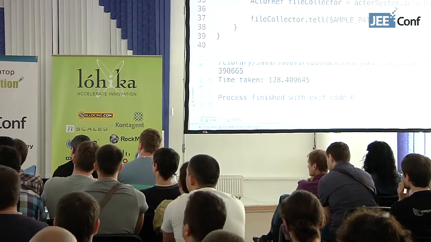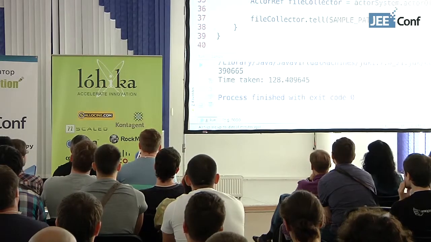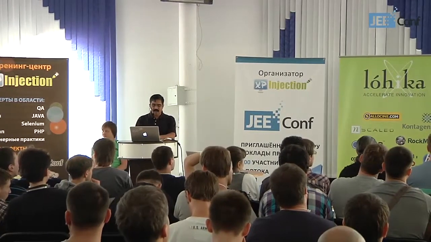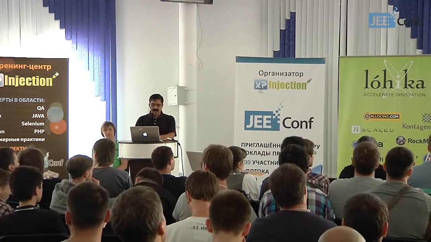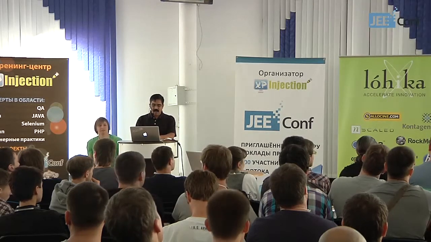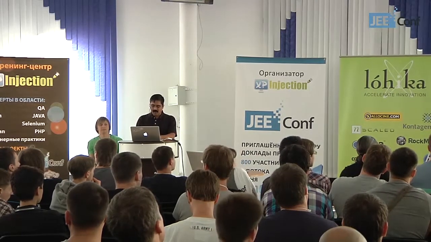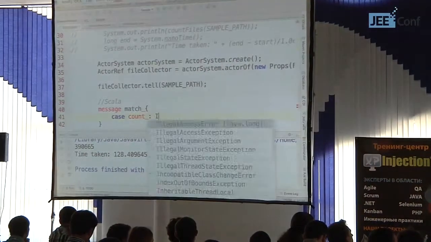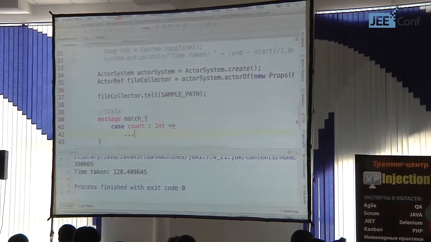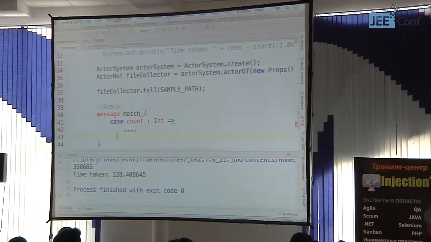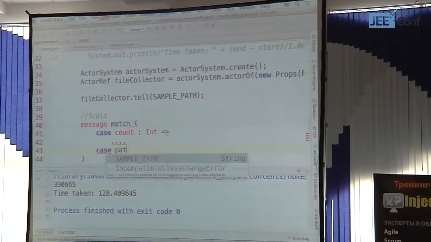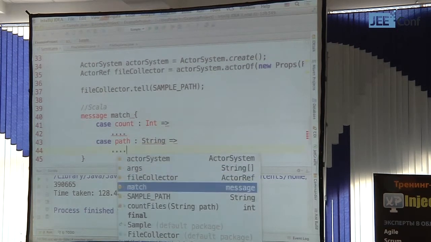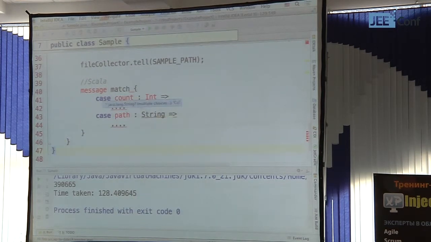The reason why this is not a big issue in Scala is the way it would look in Scala. If you were writing this in Scala, you would write something like message match, and then you would write case, whatever, right? In this case, I'm going to say count Integer, and then you would do the processing for it. The code for it will go here, and then you would say case path String, and you would write the code for it. So in other words, in Scala, you have this nice pattern matching syntax.